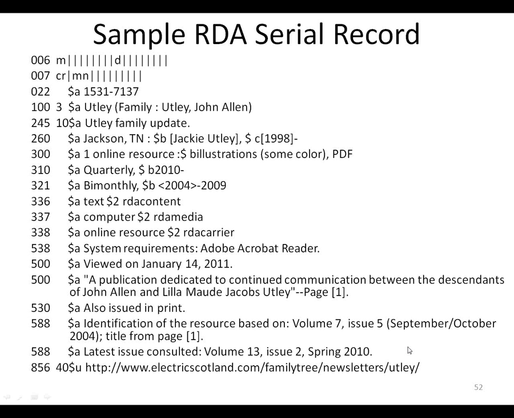This is an example of an electronic serial that is issued by a family. This is taken from the LC work set. You can see some of the things that you expect, the 336, 337, 338. You have a family that's listed in RDA, a heading for a family that's listed in a 100. This cataloger has used the "also identification of the resource based on" note, following the example in RDA. They've also used the latest issue consulted. Okay. So that's our quick tour through RDA.